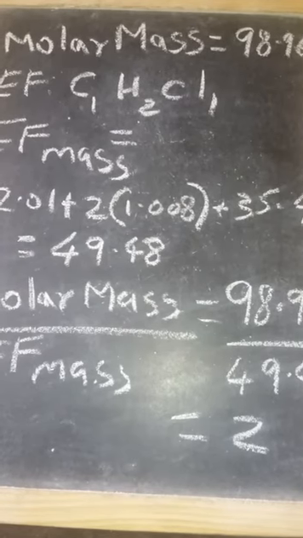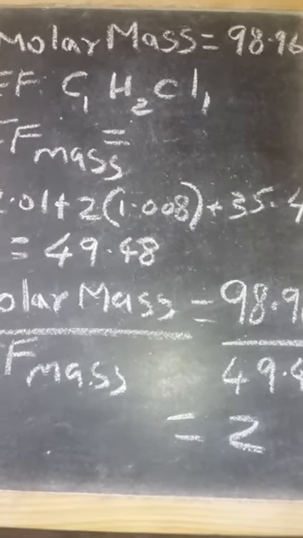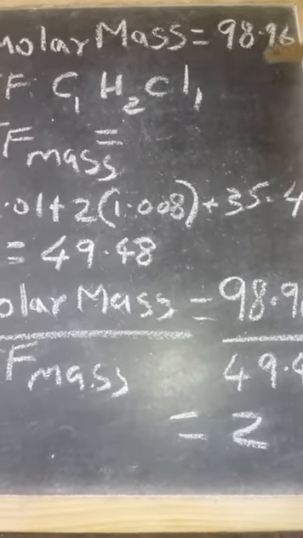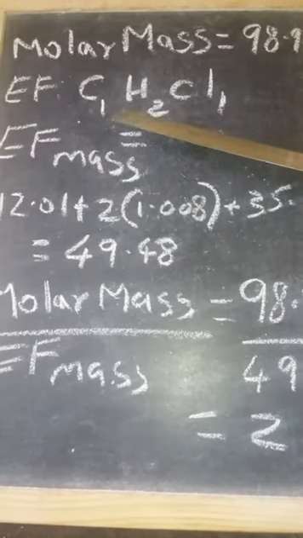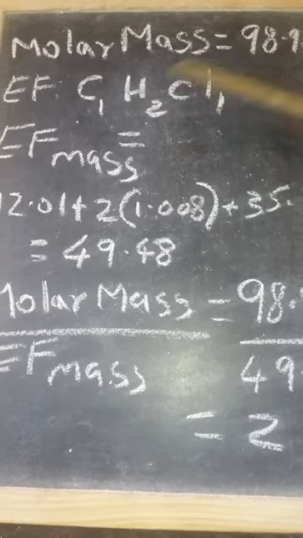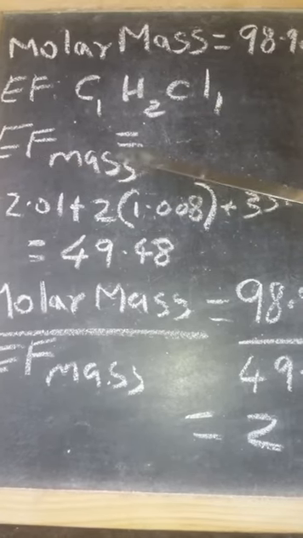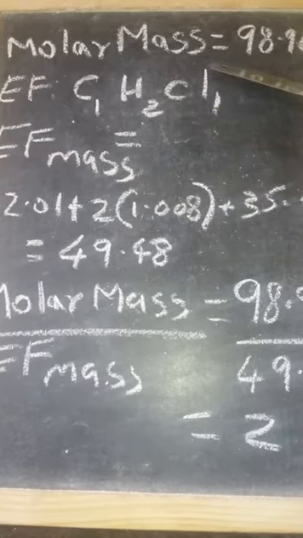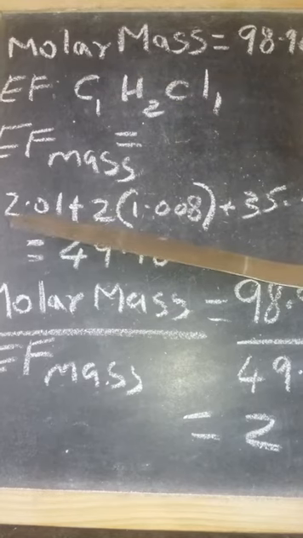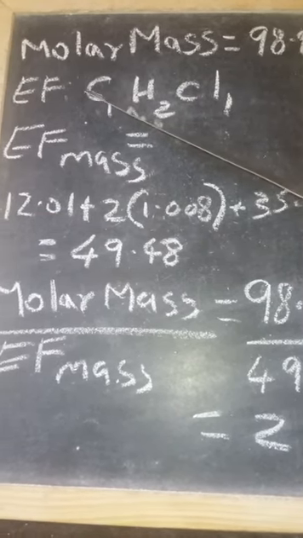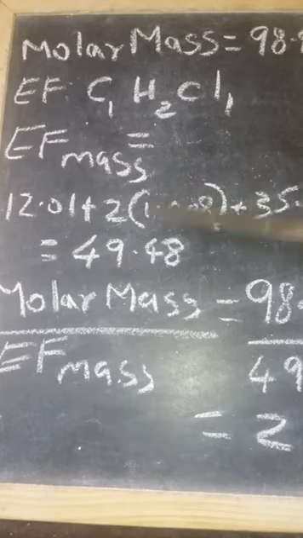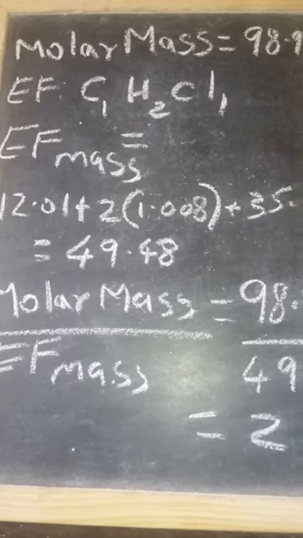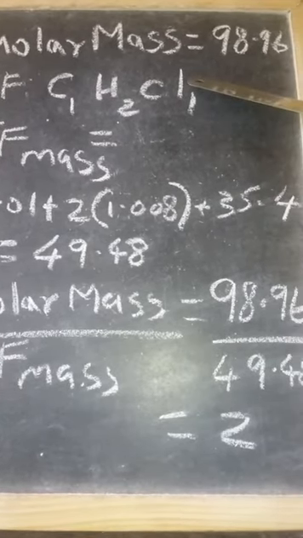Next, how to calculate the molecular formula. In the problem, molar mass is given as 98.96. We have found that empirical formula was C1H2Cl1. So we have to find out empirical formula mass, that is the mass of C1H2Cl1, like this. 12.01 is atomic mass of carbon, 1.008 atomic mass of hydrogen multiplied by 2 because you have two atoms over here, and 35.4 is the atomic mass of chlorine.